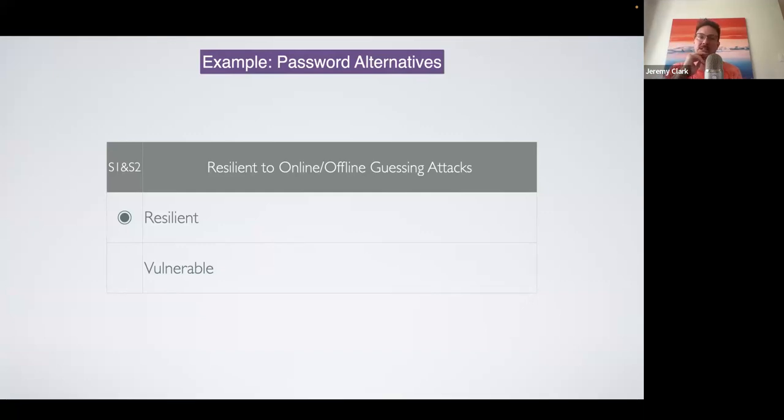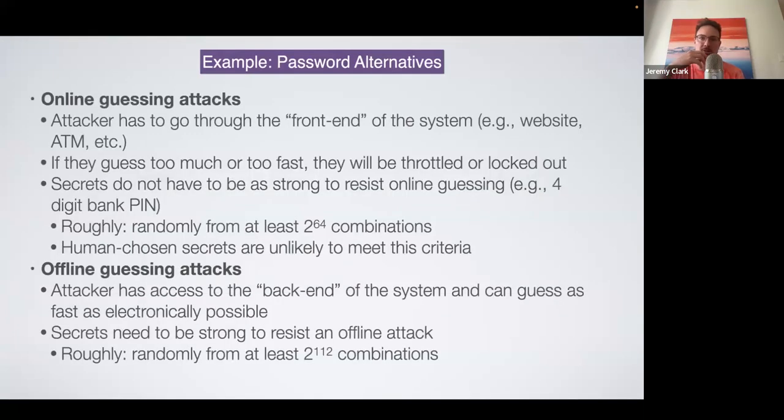Now I split it between online and offline guessing attacks, and I'm just going to do a quick aside on the differences between them. I'll give you an example, and then we'll go back to the evaluation framework in a second.